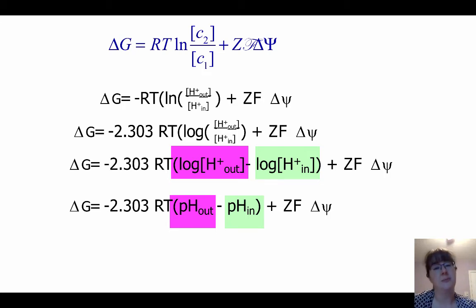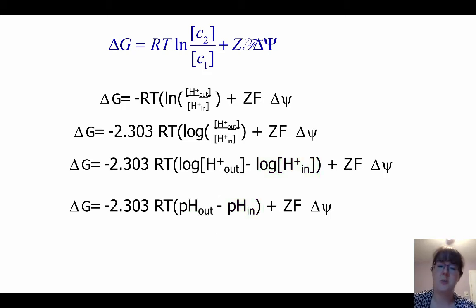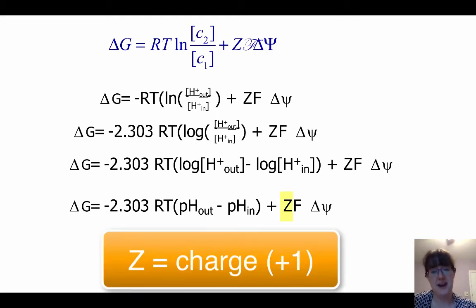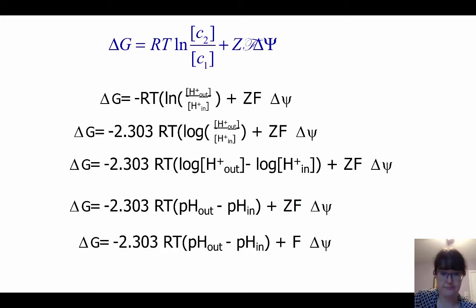So now we're actually at something that almost looks like the equation seen on the previous slide, but we still have this Z factor in there. We're going to go ahead and get rid of the Z factor. Everything that we're doing is protons. Protons are just +1. If you multiply anything by a +1, it's just itself. So that Z factor doesn't really play a part in this equation.